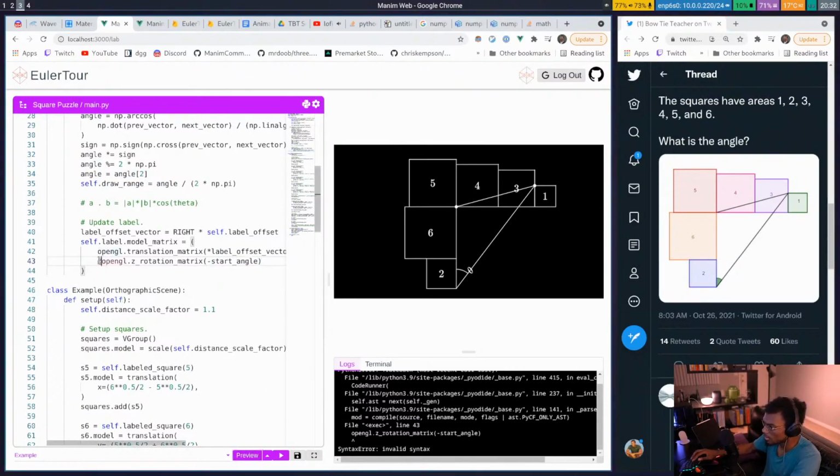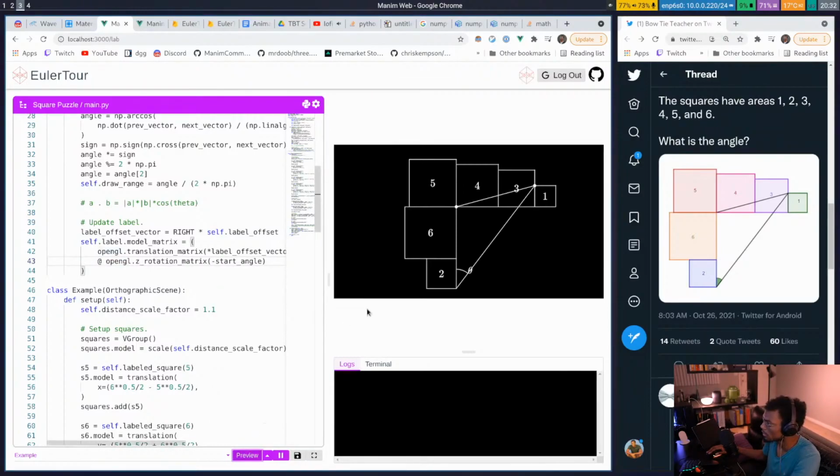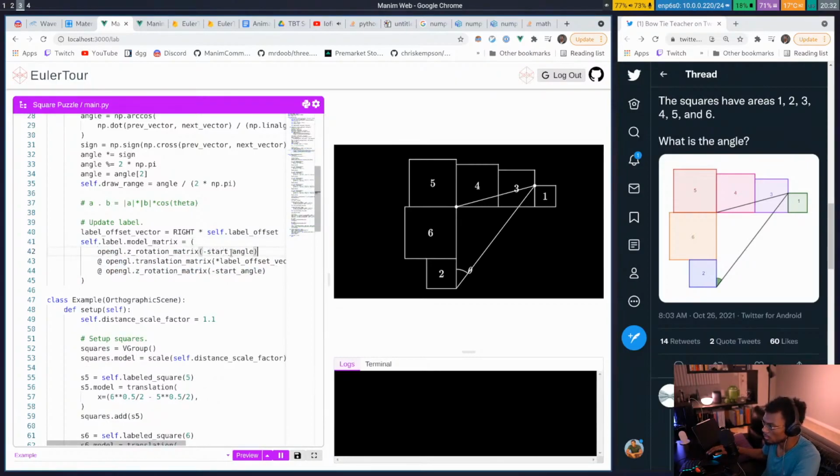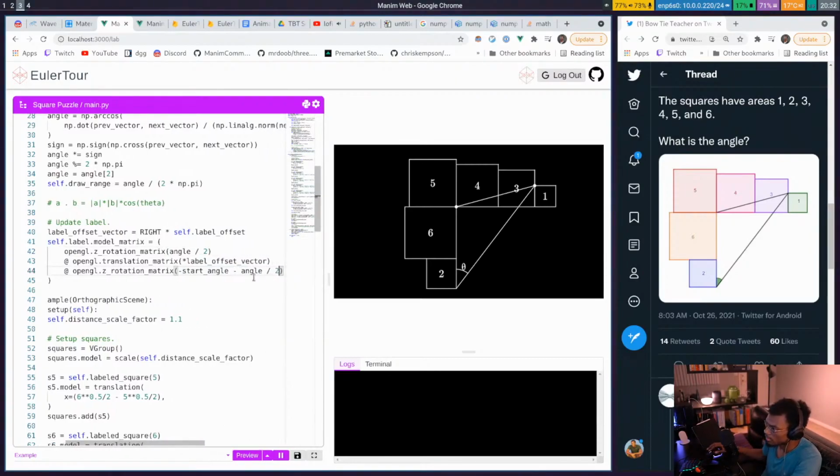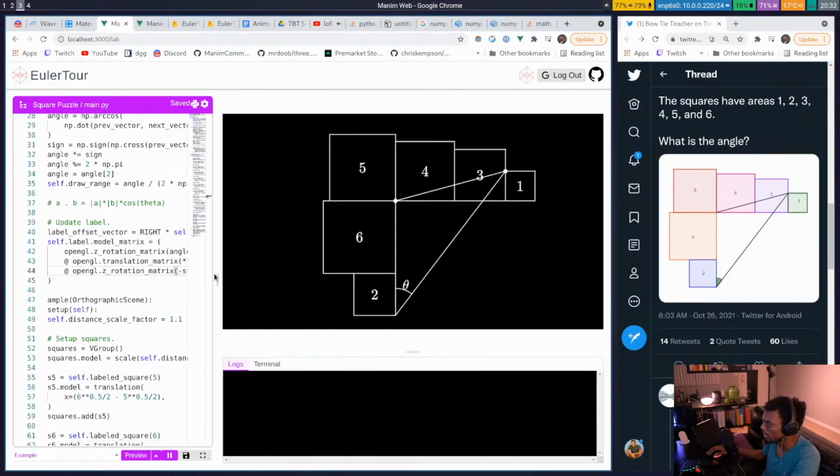If I add the multiplication. Now it's right side up. But I want an additional rotation by angle over 2. Positive direction, angle over 2. Great. You have to counteract that and go on minus angle over 2. Okay, I did it. The theta is right side up now.